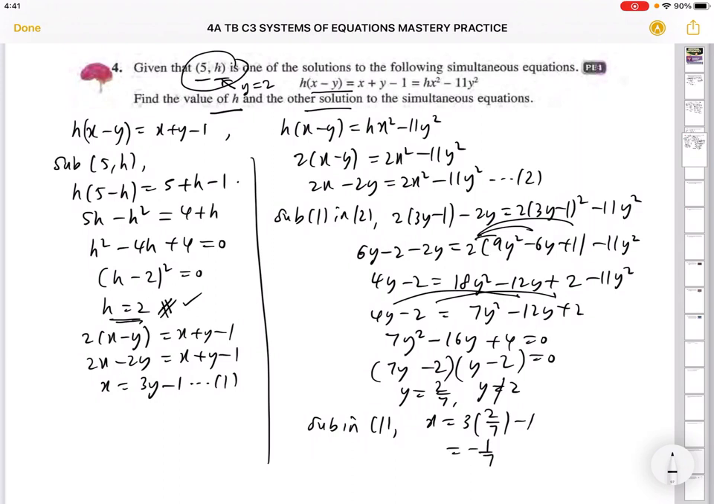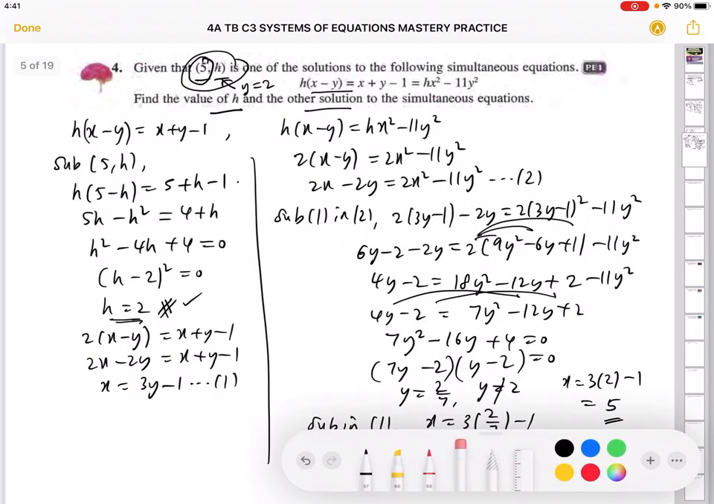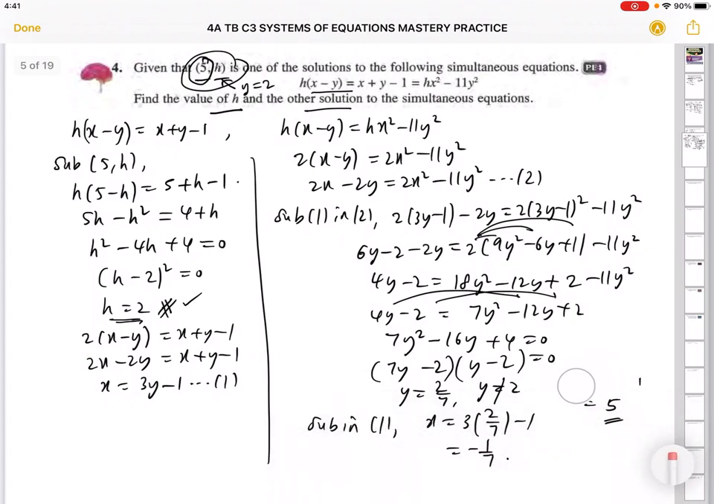Now, if you don't believe me, if you take 2 and put inside your first equation here, you should get 5, just 5, right? Which is already the solution, the first solution. So that's why we ignore y equals 2, because y equals 2 will yield x equals 5, which is already given in the original equation here. Okay, so that is the answer. The other solution will be y equals 2 over 7 and x equals negative 1 over 7.